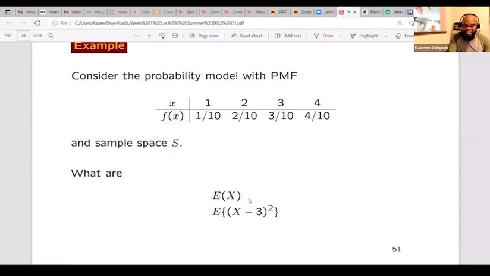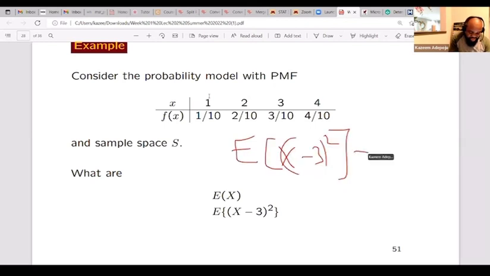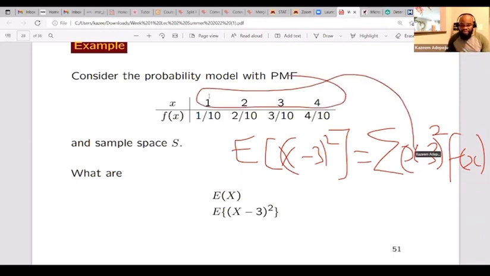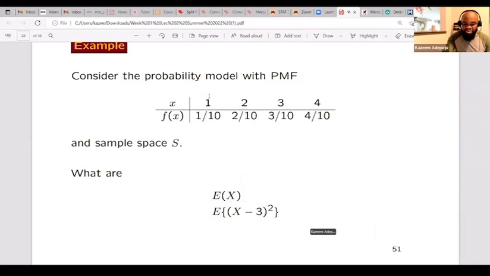I'm giving you this as an exercise. I walked you through the expected value of X, but if you want to do this, you can try this. X minus 3, all squared. Let me give you a clue. The formula is going to be the summation of (x minus 3) all squared times f of x. Don't forget, your x can be 1, 2, 3, or 4. If you try that, you can send it to my email for extra credit, for those of you who will work that out.